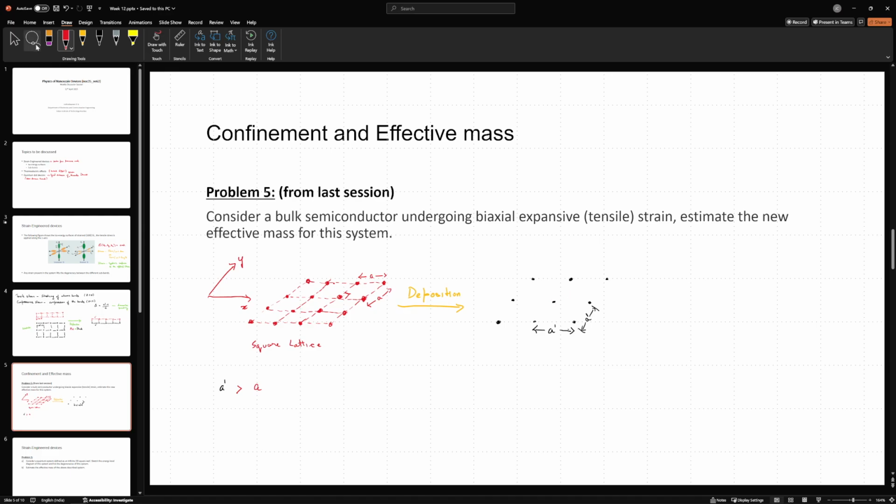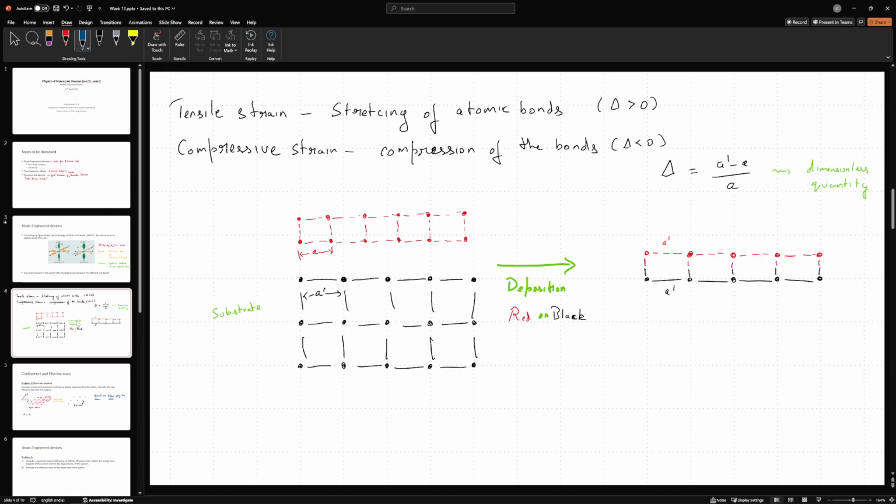So when I say biaxial, I mean that this is a strain along two axes. So biaxial strain implies this is a strain along two axes. Okay, so and what is shown here is kind of a uniaxial strain, a simplified picture.